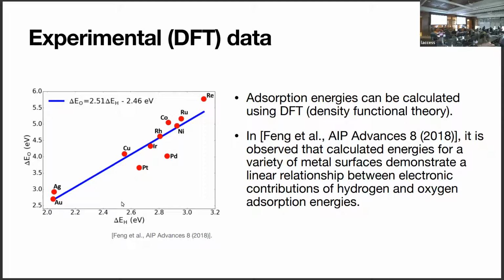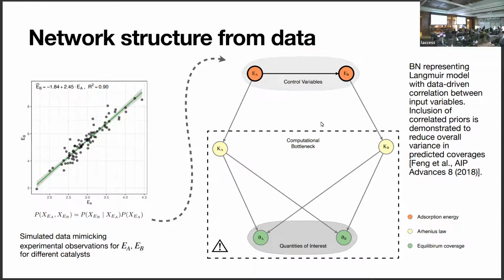So what can you say about this data for the changes in the adsorption energies? Well, these chemists said this is a nice linear relationship between these things. That suggests a certain type of graphical structure in a probabilistic graphical model. The fact that you have this linear relationship means that the conditioning of EB given EA looks like this. So here you build the probabilistic graphical model from data.